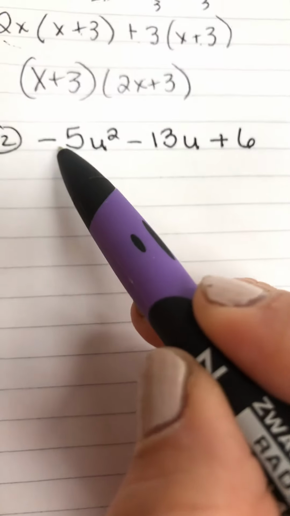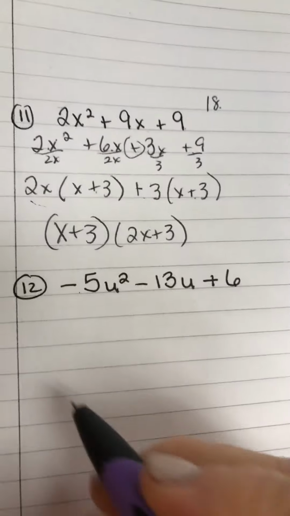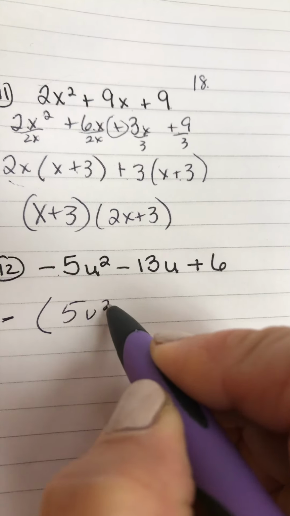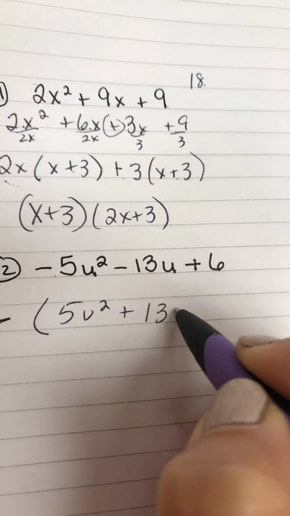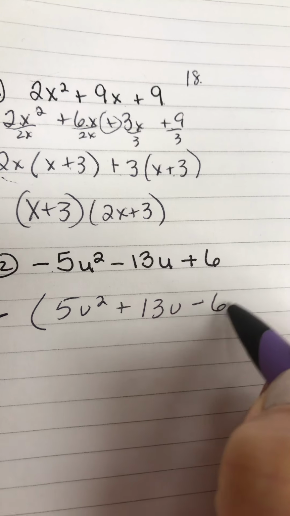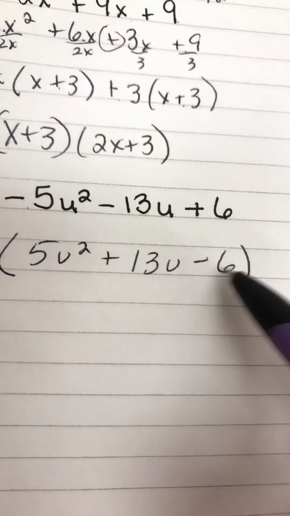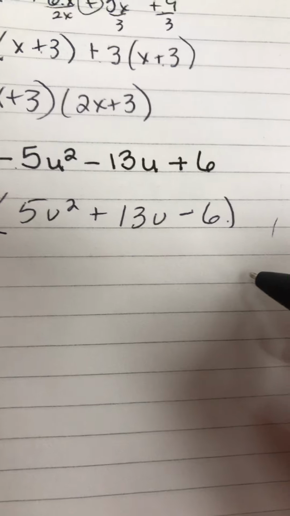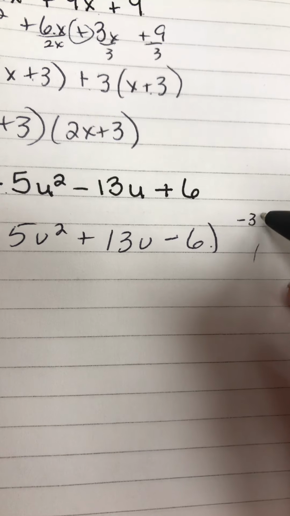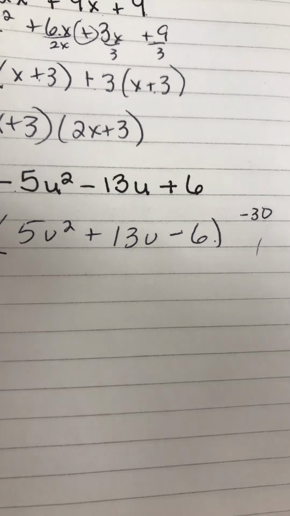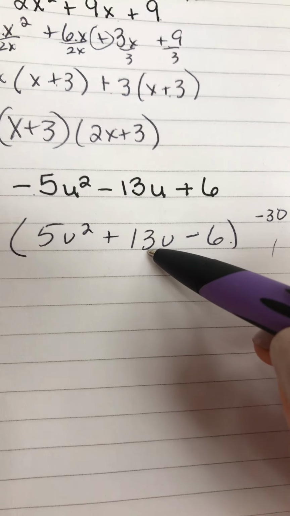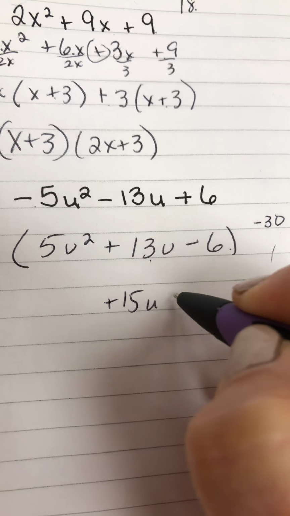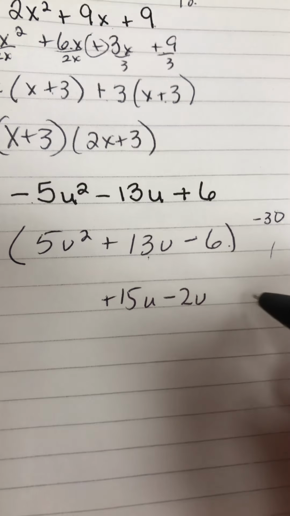We never like a leading coefficient to be negative. So you want to pull that negative out and just take the opposite of each of these. Okay? And now, take care of AC with this. So this is a negative 30. What two numbers multiply to a negative 30 that add up to a positive 13? That would be a positive 15u and a negative 2u.